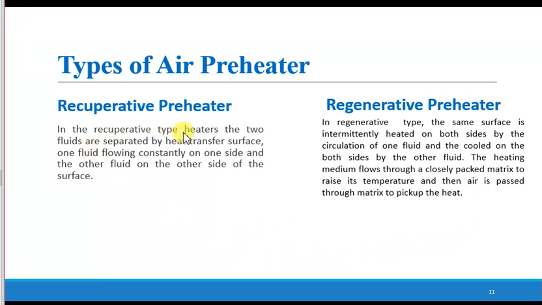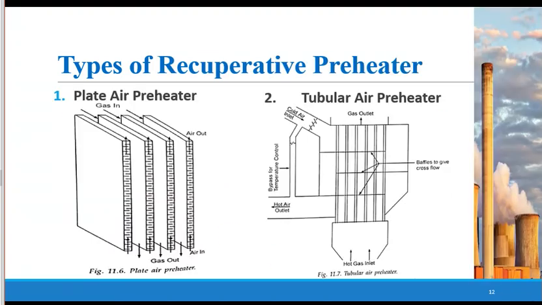In recuperative type heaters, the two fluids are separated by heat transfer surfaces, with one fluid flowing constantly on one side and the other fluid on the other side of the surface. You can see it here with the help of this figure. So the gases go on one side, and the air goes on the other side.